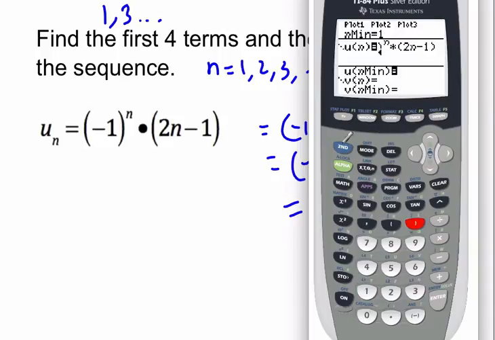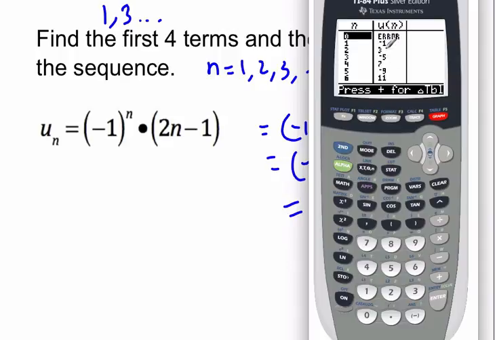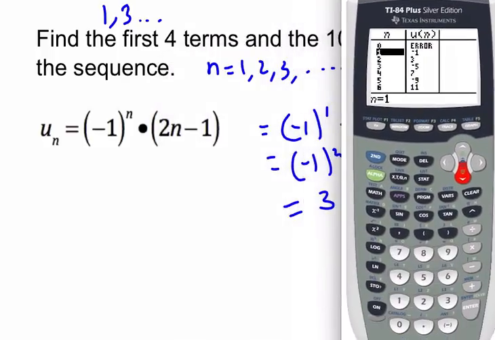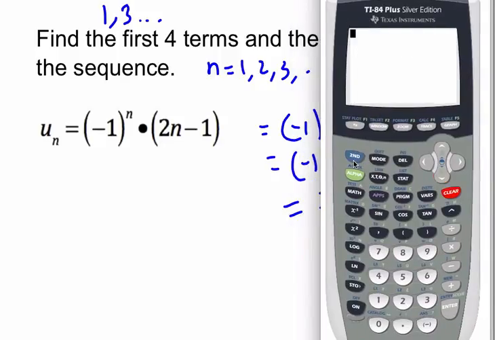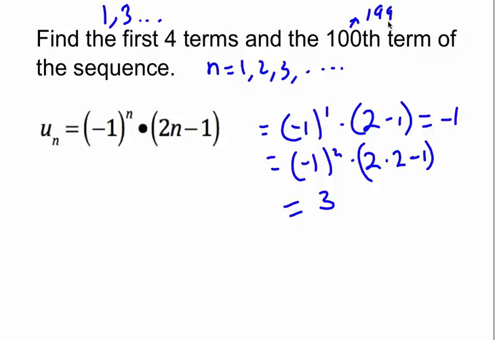You can see a graph if you want to, or just go second table and you'll get all the values. It's not defined for 0, and then we can look at all the values here. So you see we have -1 and we have 3 and we have -5 and we have 7. So those are your first 4 terms. You can write them down. If you want the 100th term, you can scroll down to 100. Or you could quit out, and one way to do it is you can press second and then 7, that gives you a u. And we're looking for the 100th term, so we'll put 100 inside brackets, press enter, and up pops the 100th term. It is 199.